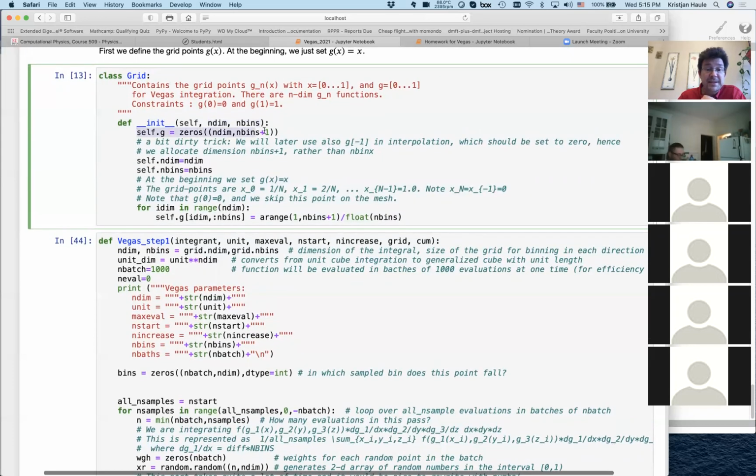So the first thing here is we initialize the array of these grid points. We have to remember that the dimension is such that we first have the dimension of the integral n dim, and then we have n bin points. The trick is that it's not n bin points only, but if we want to conveniently interpolate later on, we're going to use n bin plus 1. Why? Because we need the first point g of 0, and we need g of 1. So we're going to have actually not just n bin points, but n bin plus 1 points.